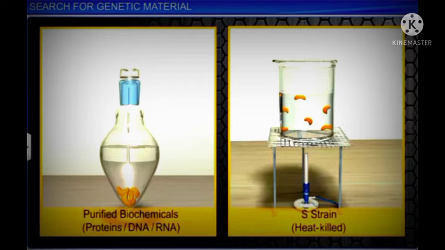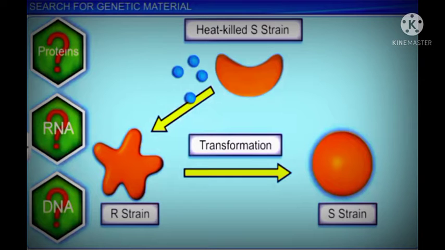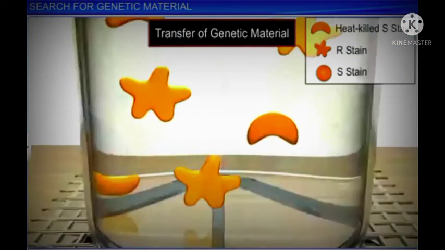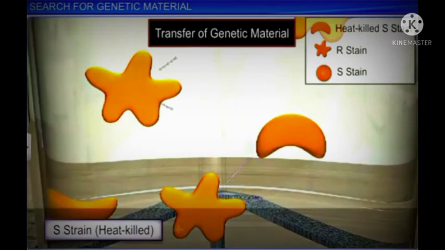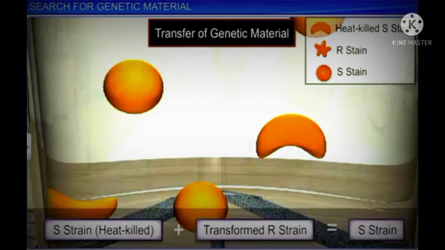For this, the scientists first purified biochemicals such as proteins, DNA, and RNA or ribonucleic acid from the heat-killed S strain bacteria. They did so to identify the biochemical responsible for transforming the live R strain into S strain bacterial cells. Through their experiments, they discovered that it was the DNA from the S strain bacteria that had transformed the R strain bacteria.